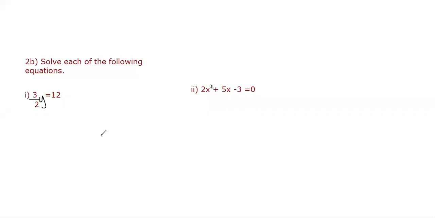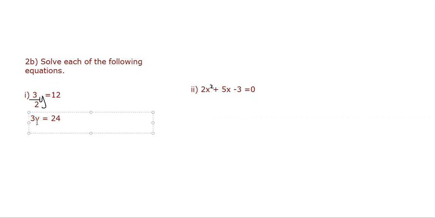Okay, next question. Solve each of the following equations. 3 over 2, y equals 12. Simple thing, right? So you want to make y the subject. Of course, the first thing you do, you deal with the division. You don't want to get rid of that. So you multiply both sides by 2. When you multiply both sides by 2, then you will say, of course, 12 times 2. So it would be 3y equals 24, because of course 12 times 2 is 24.